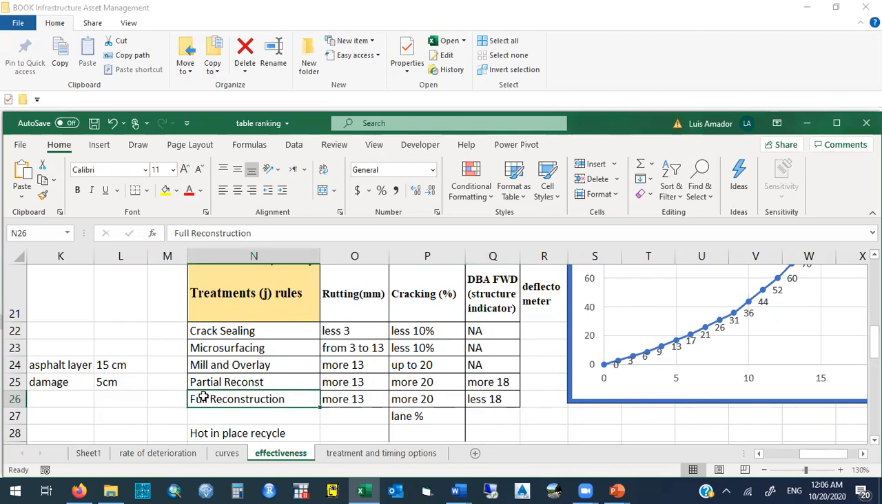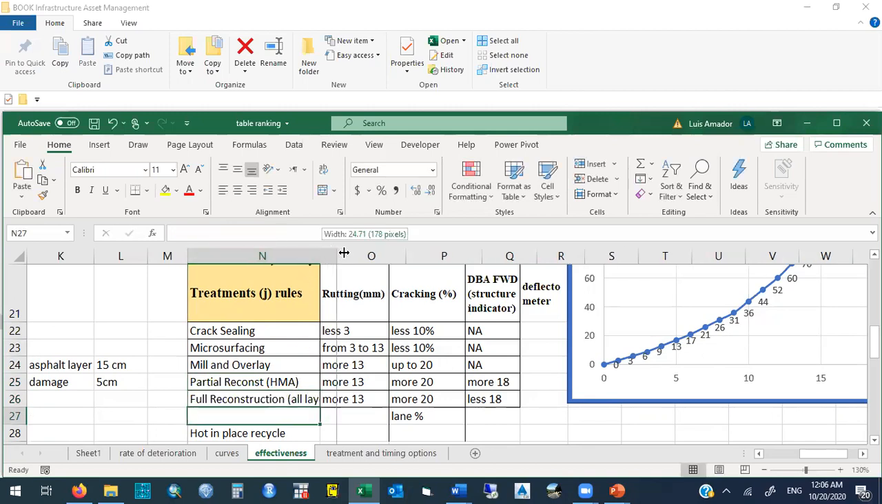You see, there is more than one partial reconstruction. There's one reconstruction that is the hot mix asphalt and some amount of work on the granular. But the one I prefer to handle is only the hot mix asphalt to be involved. And in here you have all layers.